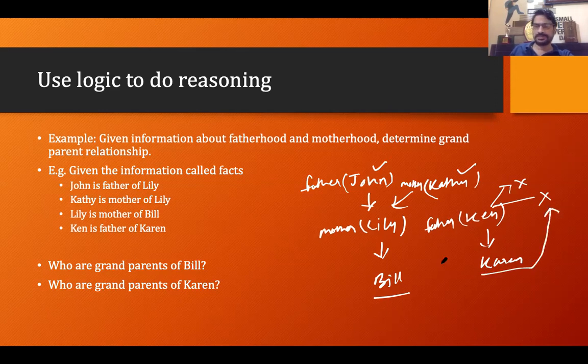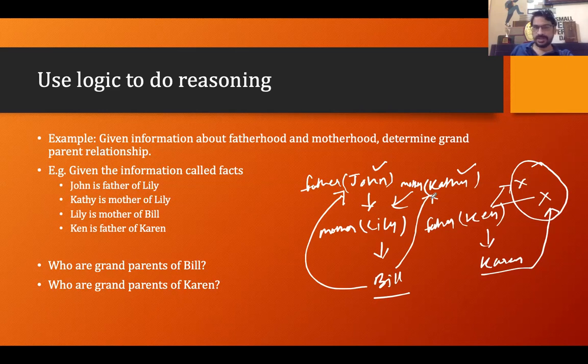This is a problem. So it will not give you the output. Why? Because there is nothing to give you. But the first query will give you the output. It will give you the grandparent of Bill. Definitely John is a grandparent because he is the father of his mother. And Kathy is also in the output because she is the mother of his mother. Yes. So Bill has two grandparents.